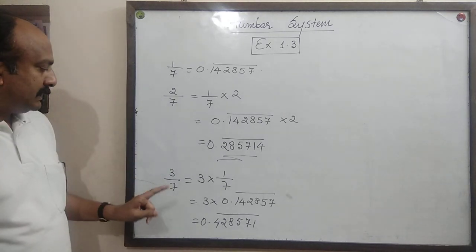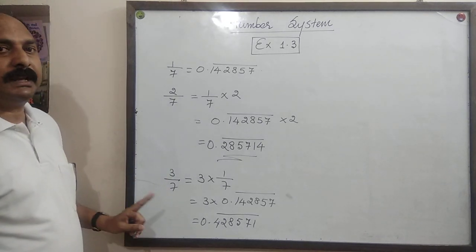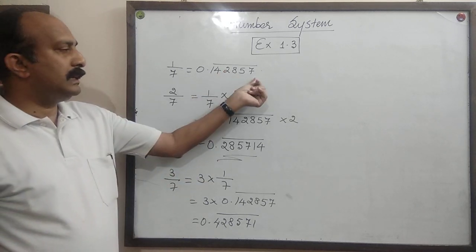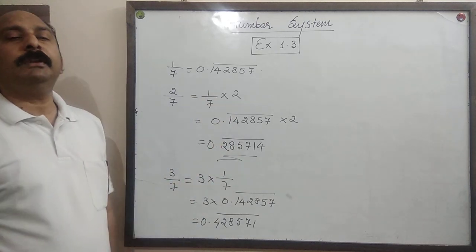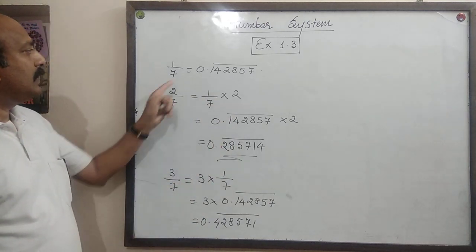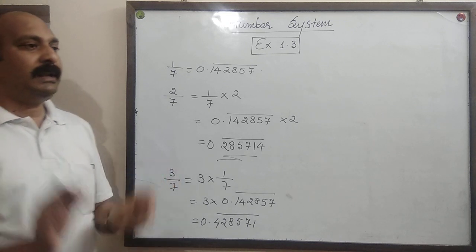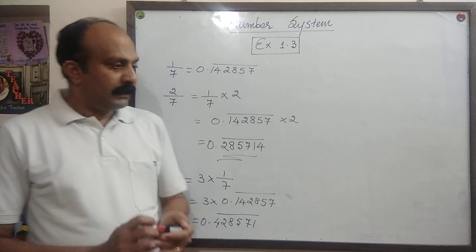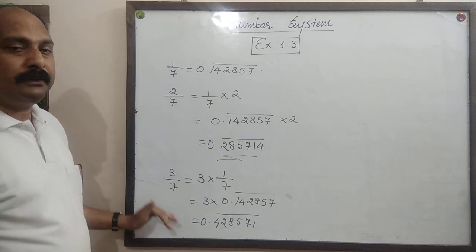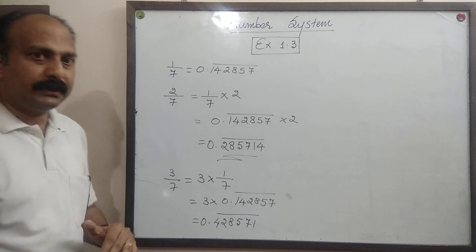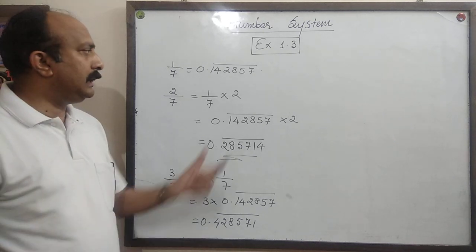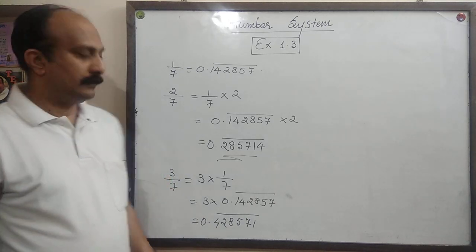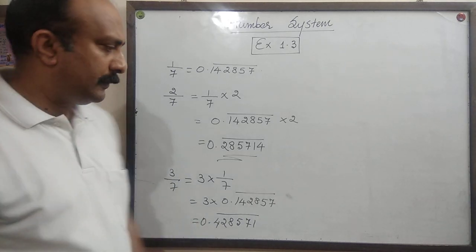Now if you continue with 4 upon 7, 5 upon 7 and 6 upon 7, your answer will contain the same digits but the order will be changed. So this 1 upon 7 is a very funny number, because in 2 upon 7, 3 upon 7, 4 upon 7, 5 upon 7, 6 upon 7, the answer will contain the same digits but in a different order. Now question number 3.